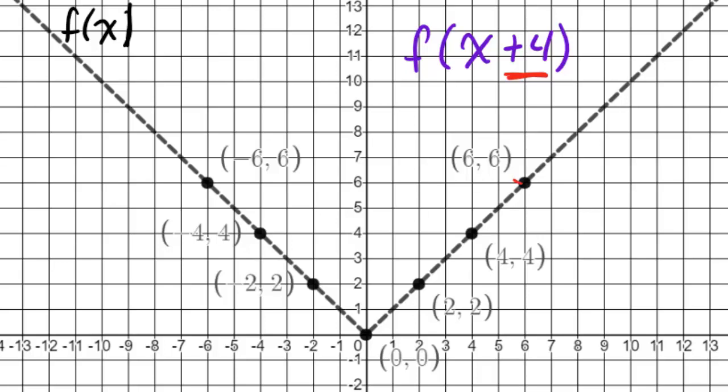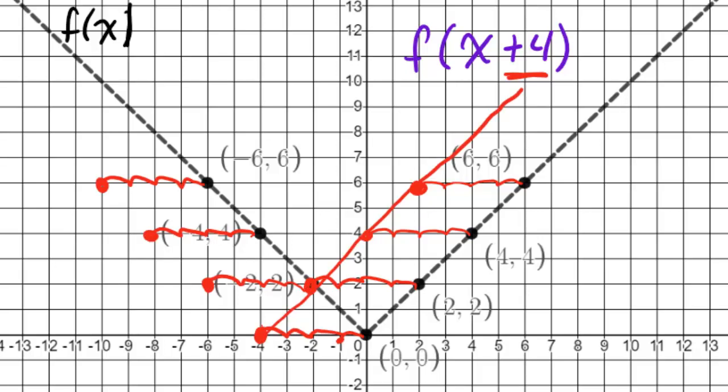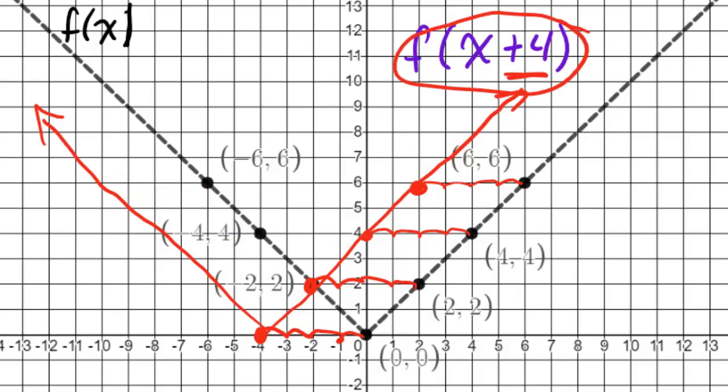So every point's going to move 1, 2, 3, 4 to the left. So that dot moves to the left 1, 2, 3, 4. And then I can go and draw my new graph, which would look like this. And this is my f of x plus 4. The whole graph has just shifted sideways like that. Now we can combine the two of them together.